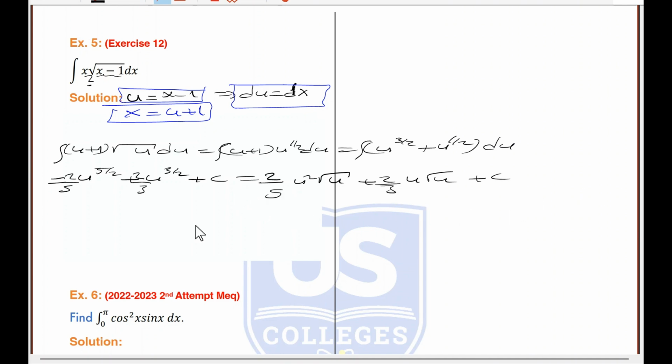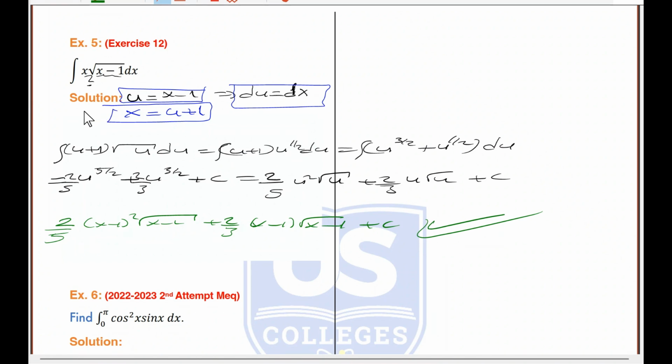Now it's time to do back substitution. Okay, I'm good to go. So when I do back substitution, I'm going to have 2 over 5. u was x minus 1, squared, square root of x minus 1, plus 2 over 3 times x minus 1 square root x minus 1, plus c. It is such a long answer, but this is what it is. This is our answer. This is an exercise question, and there is a similar ministry exam question.